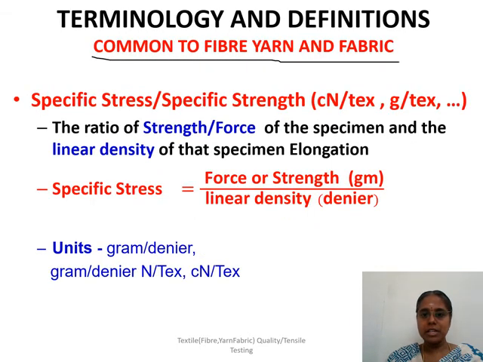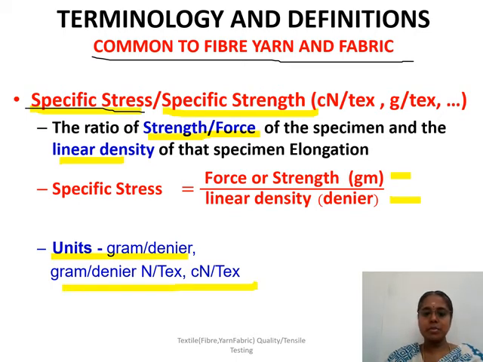Here, common in textile materials is specific strength. So specific strength or specific stress is the ratio of strength by linear density, or force by linear density. Force may be in grams and linear density may be in tex. So these are the various units of measurement of specific stress.